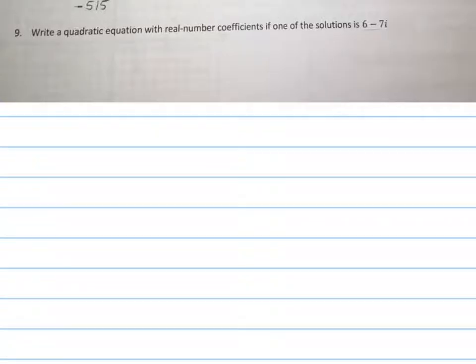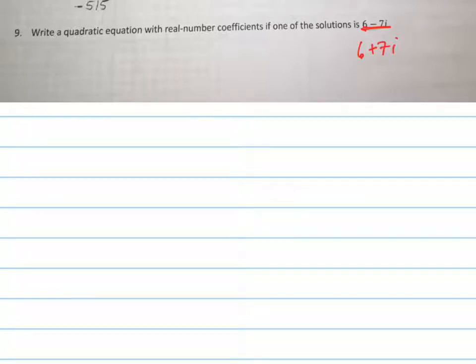So this question says, write a quadratic equation with real number coefficients if one of the solutions is 6 minus 7i. In other words, there's no real number solutions, right? You understand that? That's what it's saying. These are complex, so there's no real solutions. If they tell you that this is one of your solutions, then what do you know another solution has to be? The conjugate, which is 6 plus 7i.